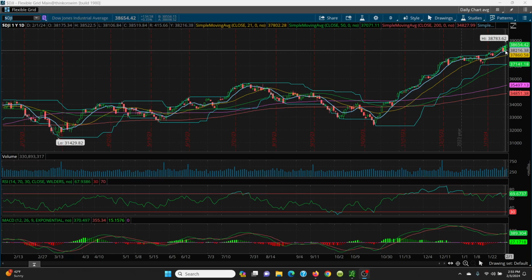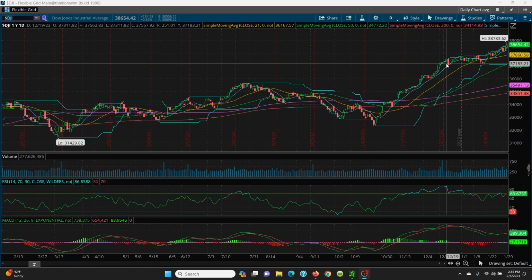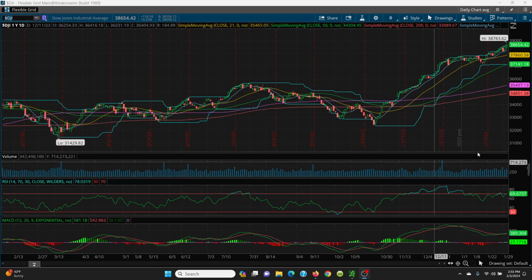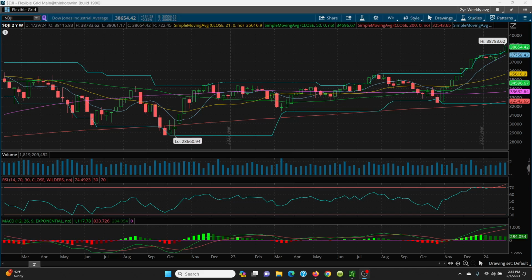Now, again, this could run up here for a little while, another week or two or whatever, but just be very, very careful here with the old Dow. So let's take a look here on a weekly chart. Okay, this is pretty clear.